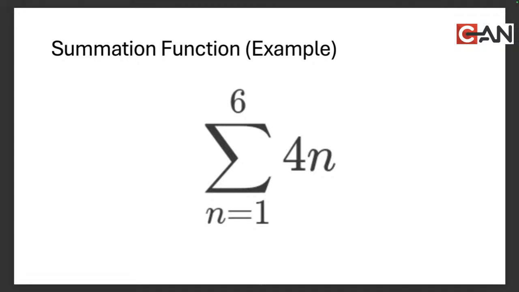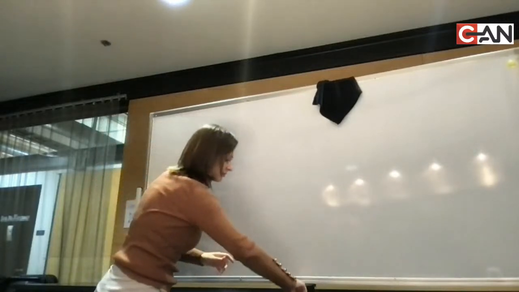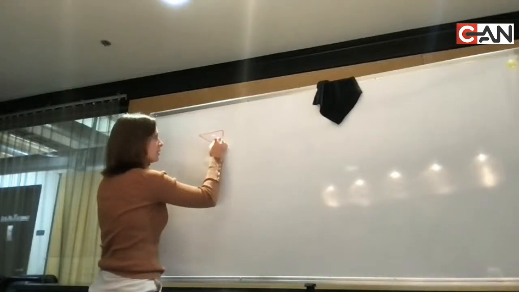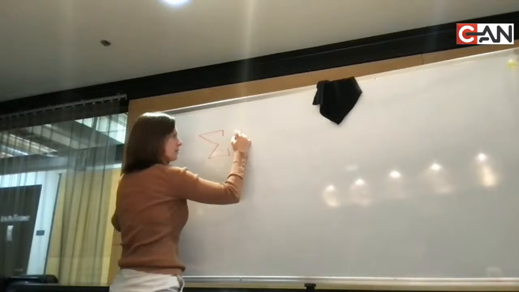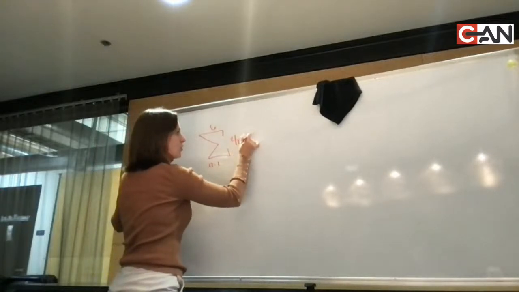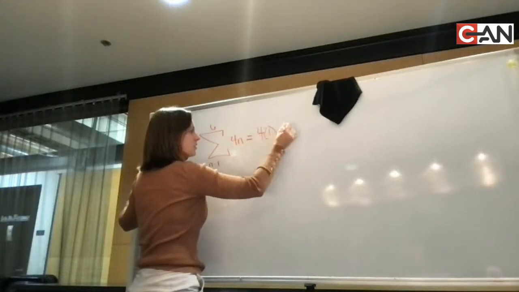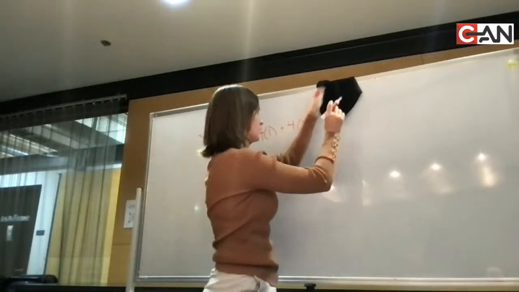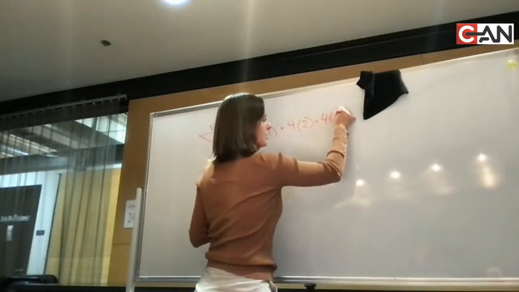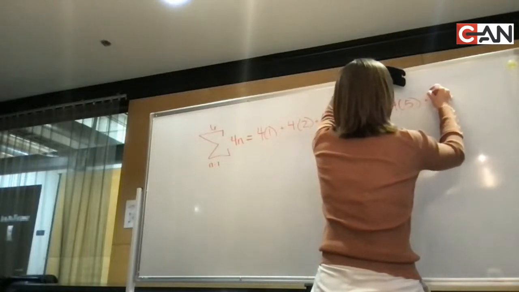Does anybody have an answer for this one? 84. All right, let's do 84. So we have the summation of 4n, where n equals 1 all the way up to 6. This is equal to, the first iteration would be 4 times 1, plus 4 times 2, plus 4 times 3, plus 4 times 4, plus 4 times 5, plus 4 times 6.